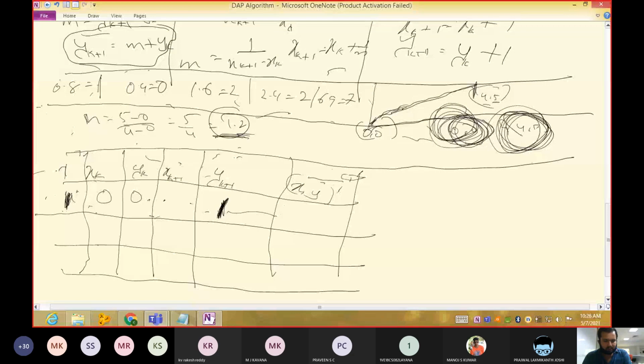Y becomes 1. So what we need to find is x of k plus 1. What is x of k plus 1? It is xk plus 1 by m. What is 1 by m for you? Hello boss, what is 1 by m? Hey, 1 by 1.2, how much?